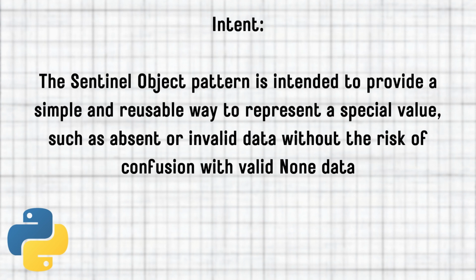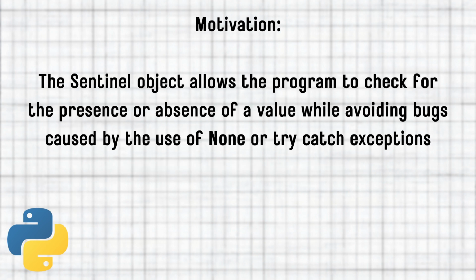Intent. The Sentinel object pattern is intended to provide a simple and reusable way to represent a special value, such as absent or invalid data, without the risk of confusion with valid None data. Motivation. The Sentinel object allows the program to check for the presence or absence of a value while avoiding bugs caused by the use of None or try-catch exceptions.